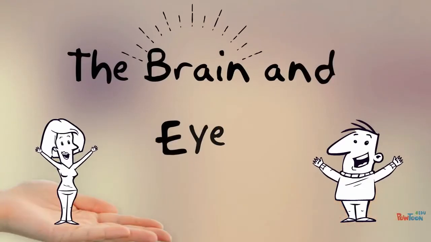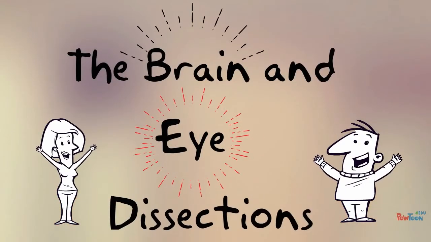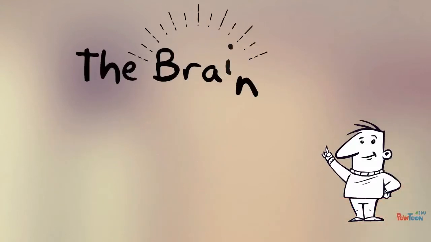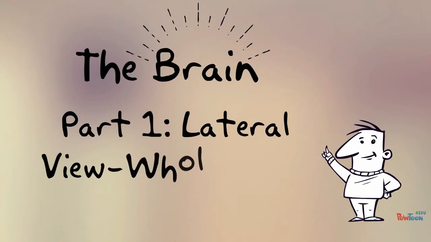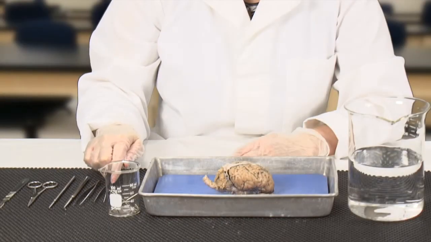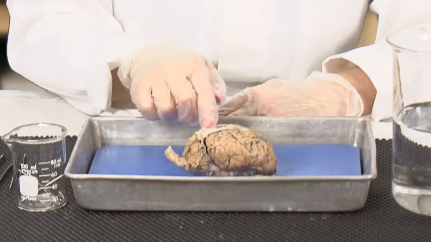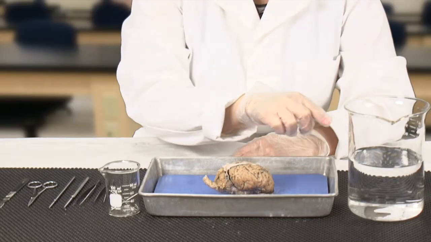The brain and eye dissections. The brain, Part 1, lateral view, whole brain. Materials: dissecting tools, preserved sheep brain with dissecting tray, large beaker with water.